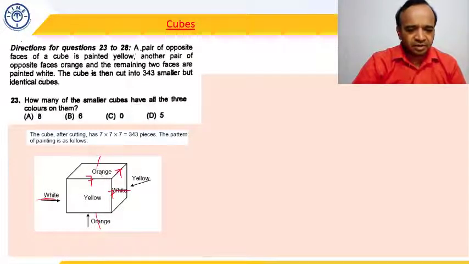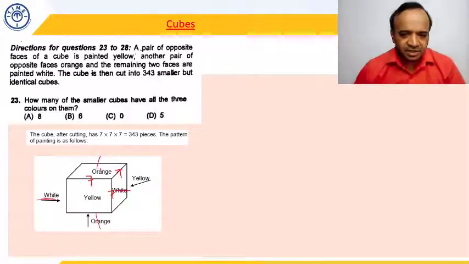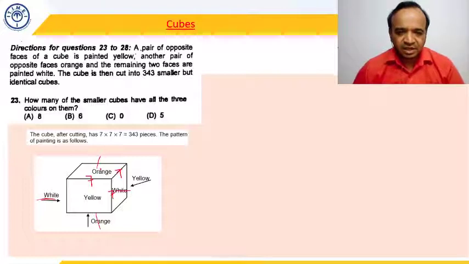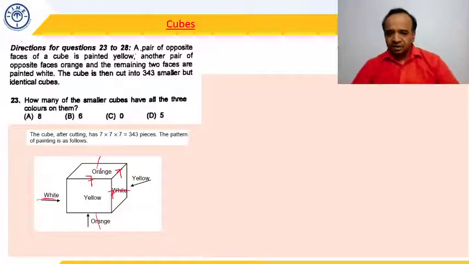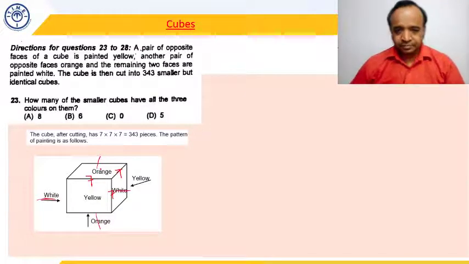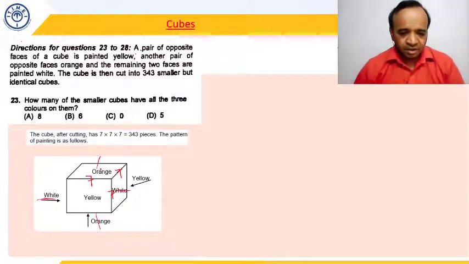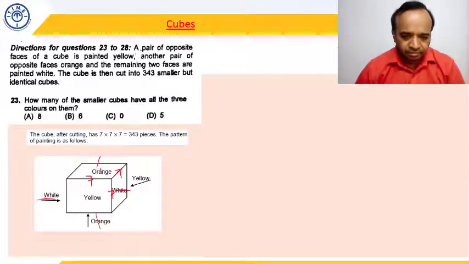Now the questions are of the same type as we discussed in the previous session. That is, how many of the smaller cubes have all three colors on them? Two colors on them? Three colors, two colors, one color, zero colors. These types of questions are obviously going to be asked. So let us start here. How to approach this question? How many of the smaller cubes have all three colors on them?